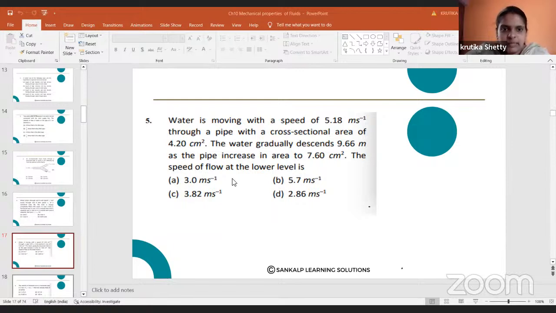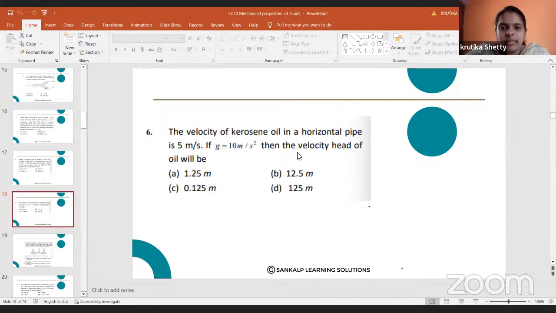The velocity of kerosene oil in a horizontal pipe is 5 meter per second. Acceleration due to gravity is 10 meter per second square. Then the velocity head of oil will be. So velocity head of oil. Velocity head, a new formula comes here. The velocity head will be.